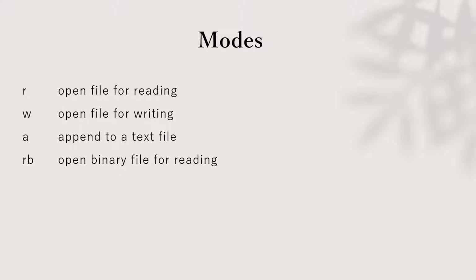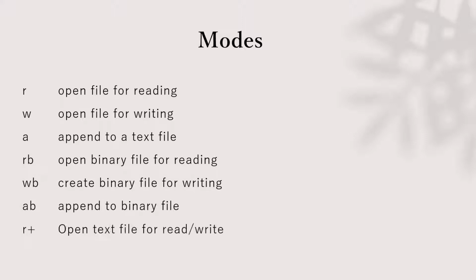RB opens binary file for reading. So if there is a file already existing, it will open that file. WB though will create a binary file, and this is important. It will erase any existing file, WB that is, and create a new file. AB appends to binary file.